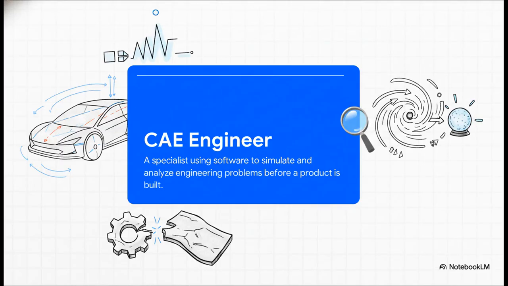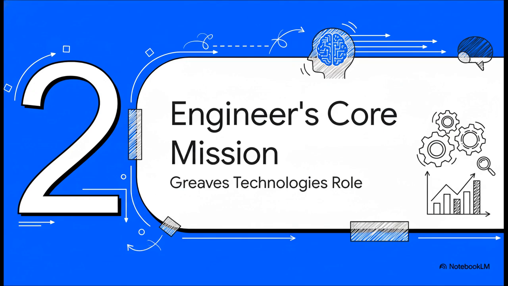A CAE engineer is, in a way, like a digital fortune teller for physical things. They use this unbelievably powerful software to see into the future, to see how a car part will bend or how it might break or buckle under stress, all before a single piece of actual metal is ever stamped. Okay, now let's get specific.